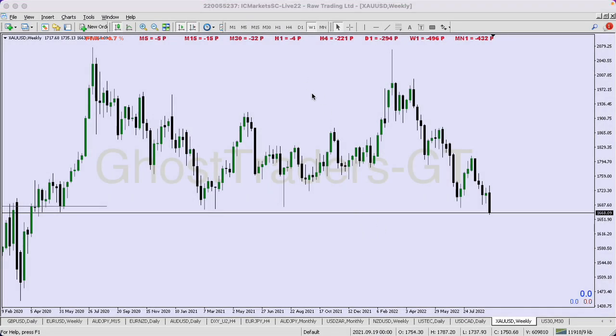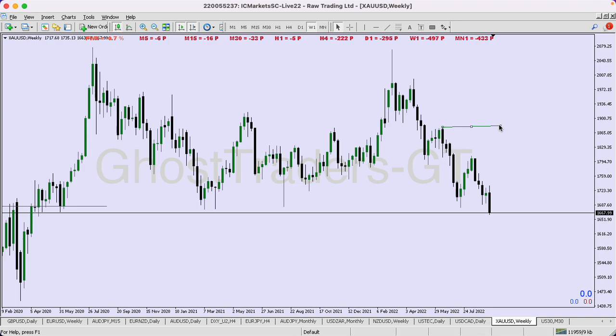Okay, so this is what we have here. I believe this is the gold pair. If you look at this high here and this low here, we can define this and say, okay, we have our liquidity void here. So this is the range here, price moved.